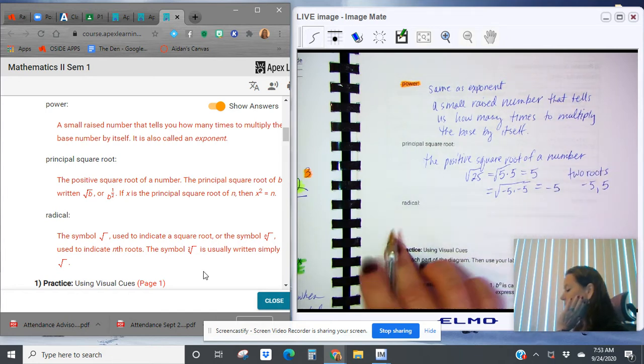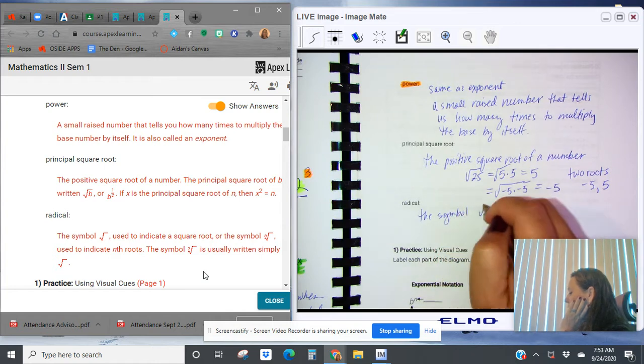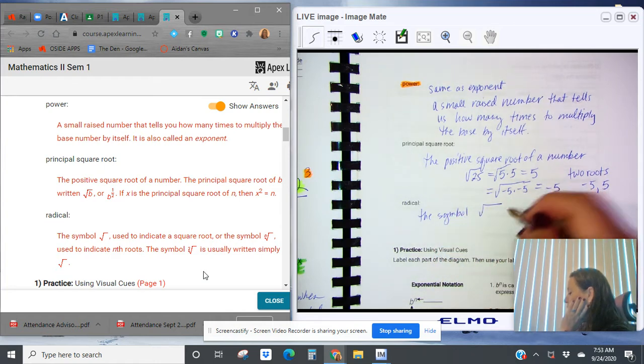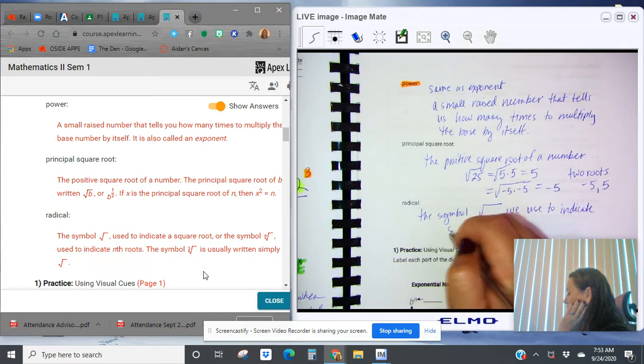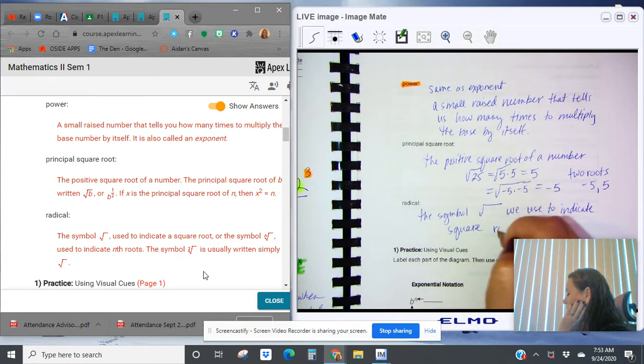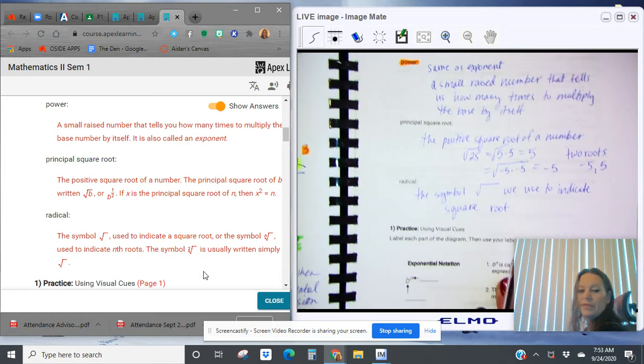Finally, the radical is the symbol we use to indicate square root. It's this symbol. So when I say radical, we're talking about this symbol right here. Okay, so now let's go look at some practice here using the visual clues.